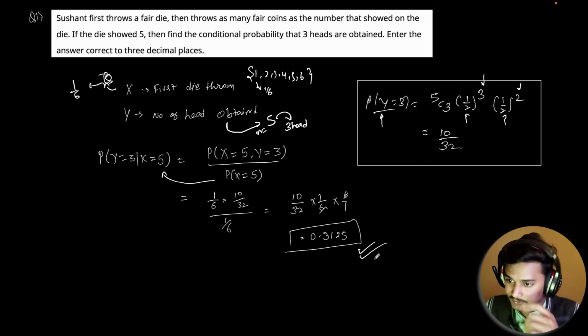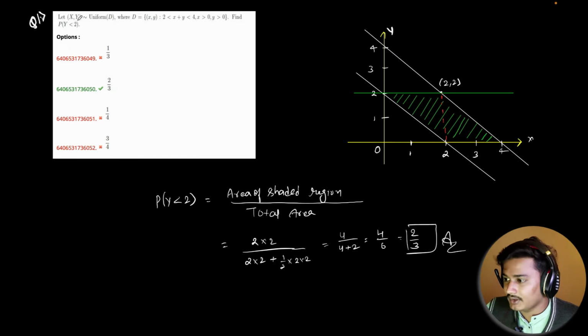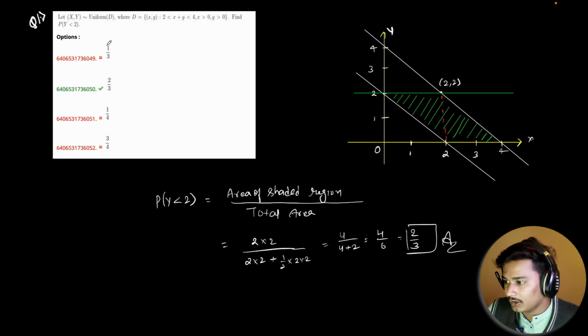Now let's move to the next question. The question is: let X, Y be uniform on D, where D is 2 less than X plus Y less than 4, X is greater than 4 and Y is greater than 4. Find the probability P of Y less than 2. So if we draw this particular region, what will we get?